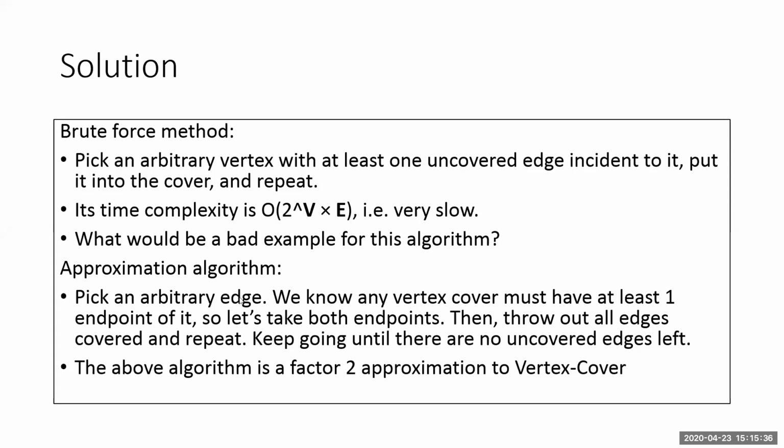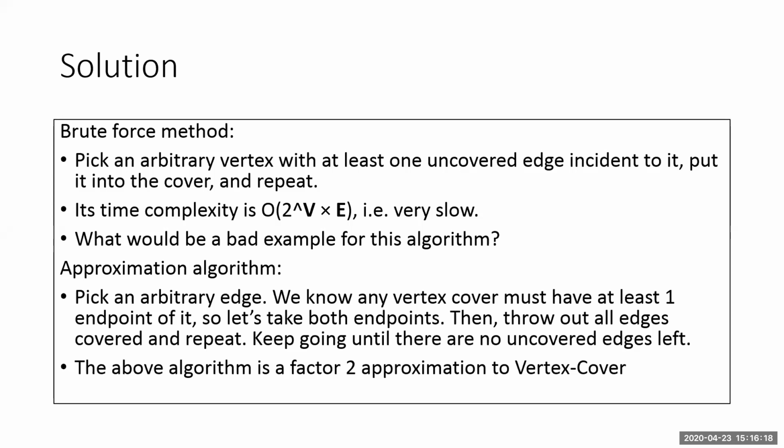So let's take both the endpoints. If you choose that edge, you take both the endpoints, then throw out all the edges covered and repeat. Keep going until there are no uncovered edges left. First you collect all the edges of the given graph. The graph can be represented either as an adjacency matrix or as an adjacency list. Start picking edges one by one. Take the first edge, which has 2 vertices as its endpoints. Now remove all the edges which are incident on these 2 vertices.